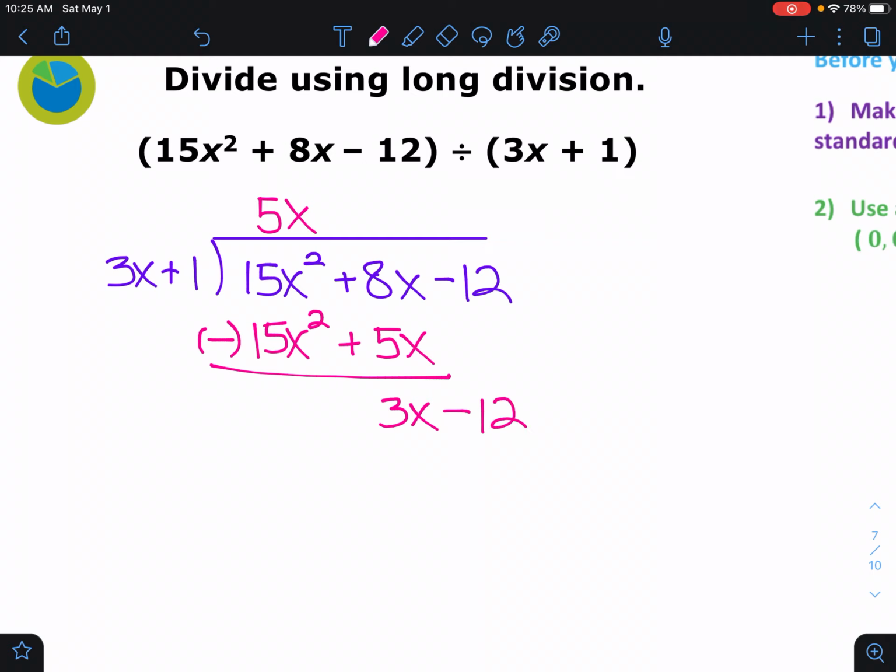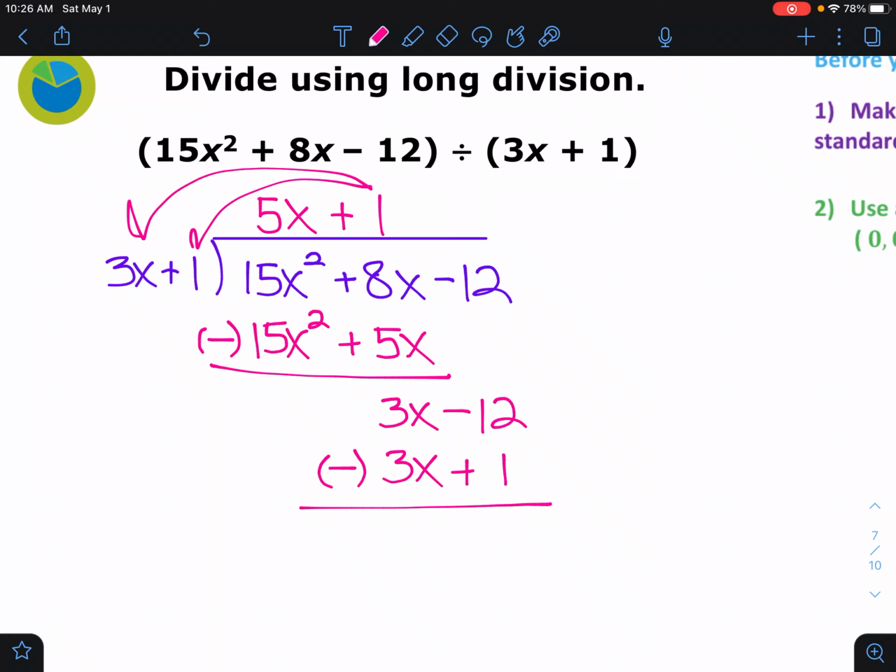Okay, and now I'm back to figuring out how many times does 3x go into just 3x. Just look at the first terms to start. 3x into 3x gives me 1 time, right? So that would go in there once because 1 times 3x is 3x. So now 1 times 3x gives me 3x. And now 1, so remember I'm kind of doing this and I'm going to write them both down here. Okay, so 1 times 1 now is 1. And then we're going to subtract these.